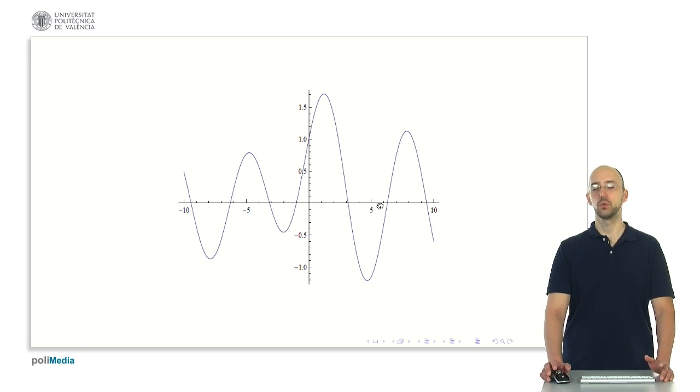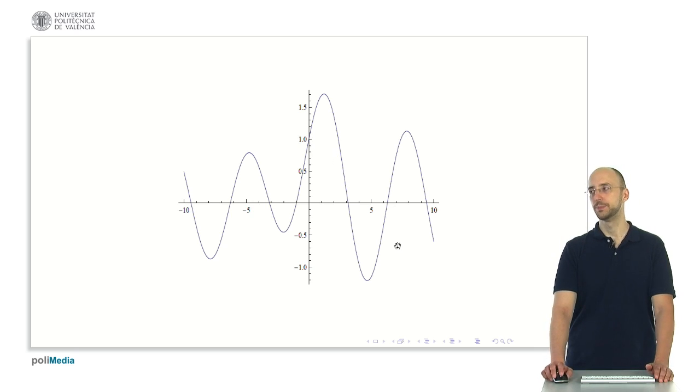Regarding its graph or graphical representation, take a look at what the graph of this function looks like. Whether I approach it from the right or from the left, the function converges to 1 from both directions. It's important to note that the function is undefined at x equals 0.